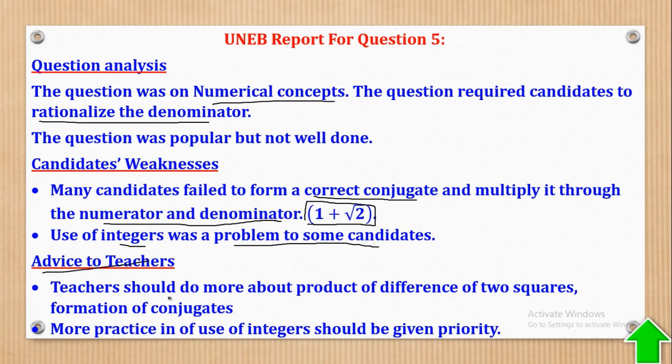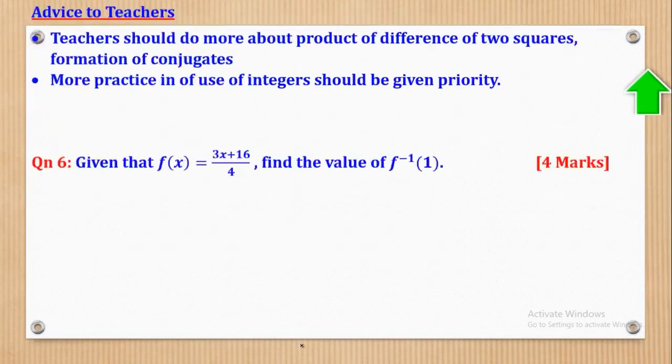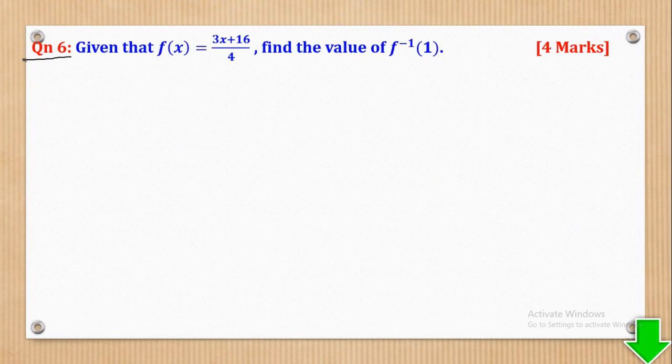So we advise that teachers should do more on the product of difference of 2 squares, and also the formation of conjugates. So for conjugates, students must learn that you change the sign, and the difference of 2 squares must also be known before you do such questions which involve rationalizing. So more practice in the use of integers should be given priority. So that was question 5. Now we shall go to question 6.